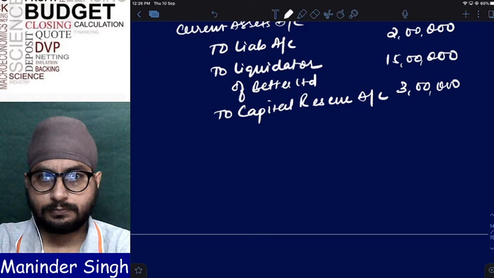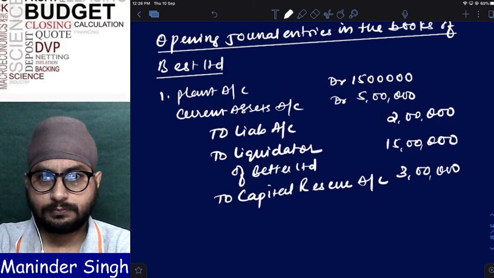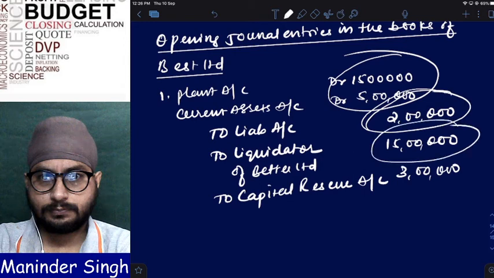Now tell, is it goodwill or capital reserve? Capital reserve only. Now students will get confused here. Sir, your assets are 20 lakhs. I am paying you, your net assets are how much? 18 lakhs. I am paying you 15 lakhs. Goodwill or capital reserve? Always remember, goodwill or capital reserve is calculated from whose point of view? Transferor point of view, not from transferee point of view. You may get confused. Clear?